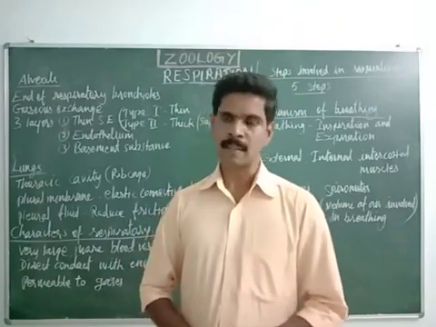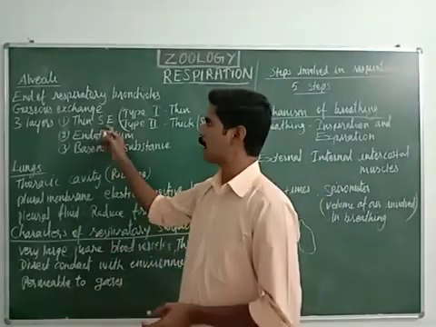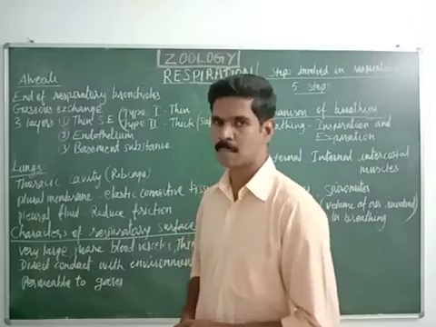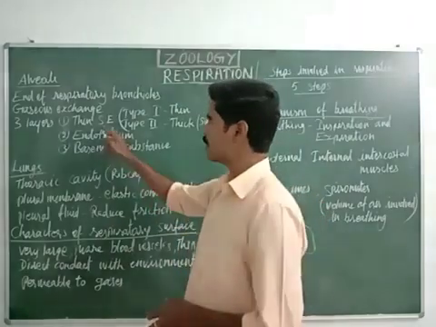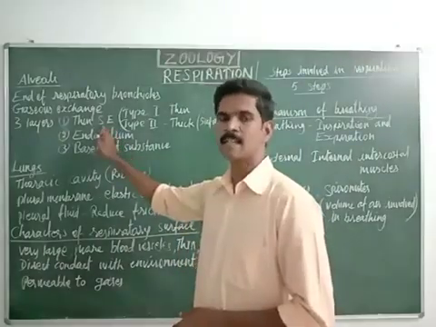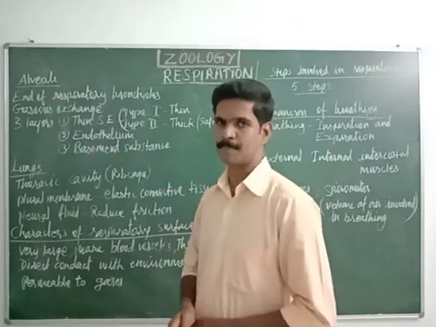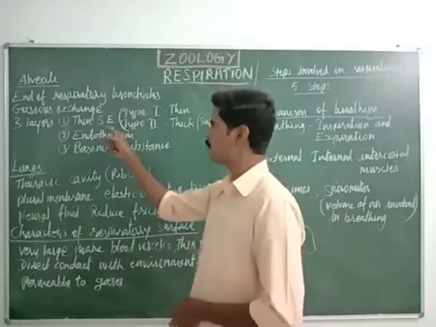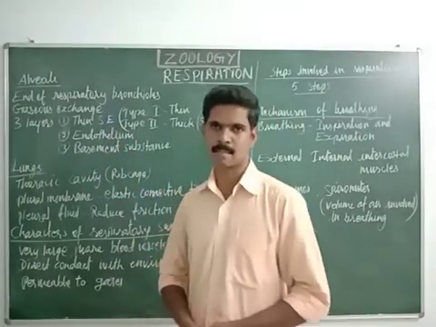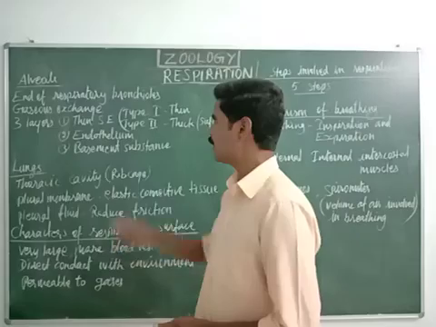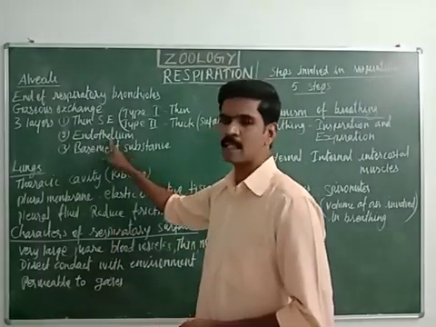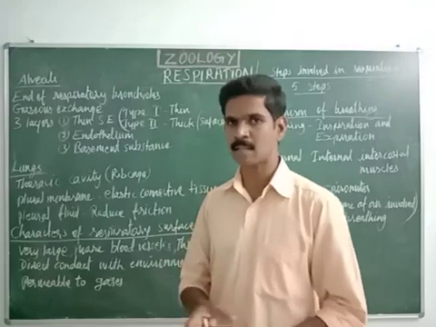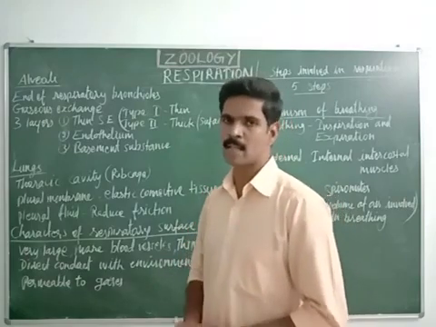Then the next point: the wall of the alveoli is made up of three layers. The outer layer is very thin and is made up of squamous epithelium, mainly squamous epithelial cells. Then the inner layer is called the endothelium of the alveolar capillaries. Capillaries, meaning small blood vessels connecting with the alveoli, are called alveolar capillaries.